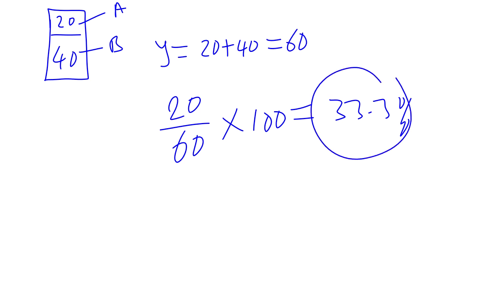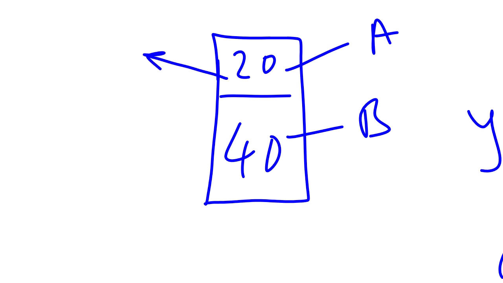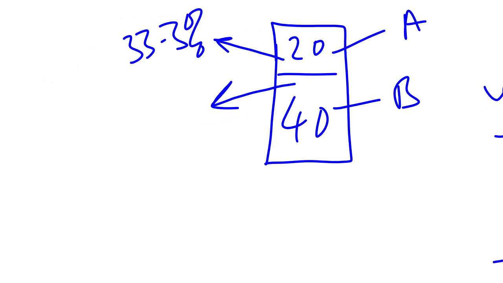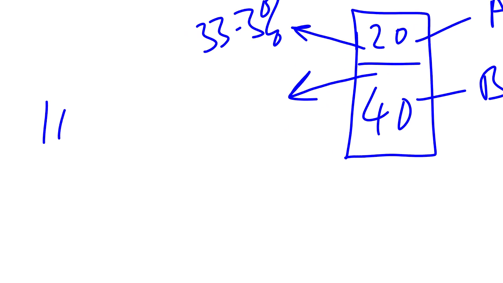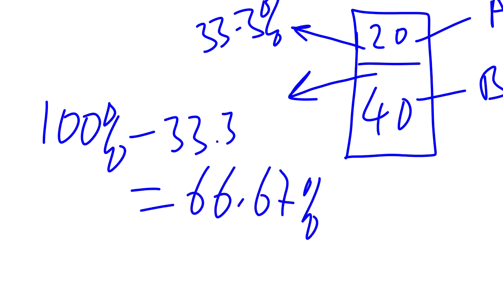formula, because you already got 33%. So here it's just like you have 33%. If you have 33%, what remains? Since you have 33, then this other part will be the whole, which is 100% minus the 33.3%. That will be equal to 66.67%. That's the way to go about it.